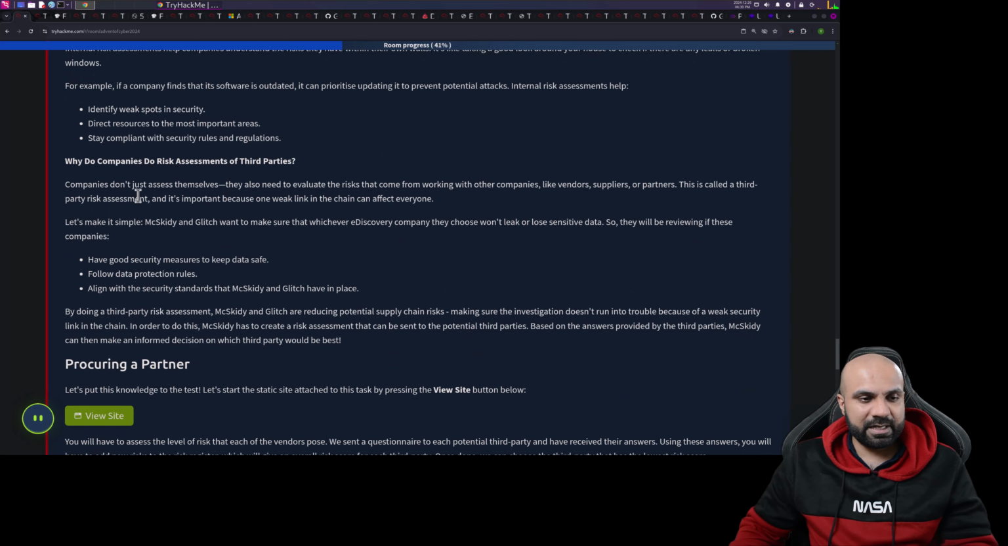Why do companies do risk assessment of the third parties? The companies don't just assess it themselves, they also need to evaluate the risks that come from working with other companies like vendors, suppliers, or partners. This is called a third-party risk assessment. It's important because one weak link in the chain can affect anyone.